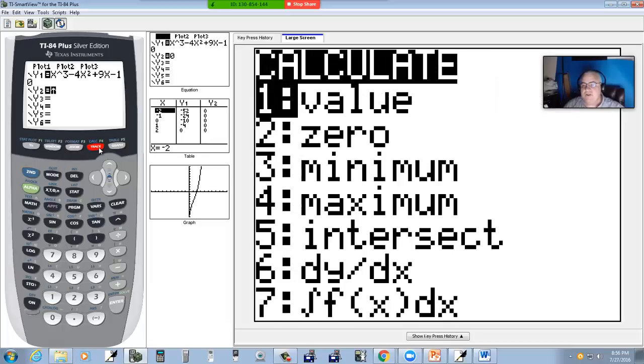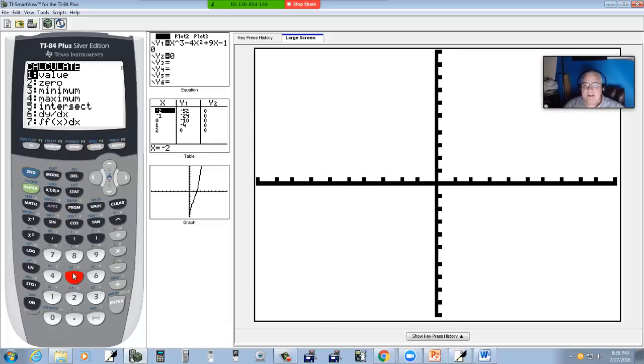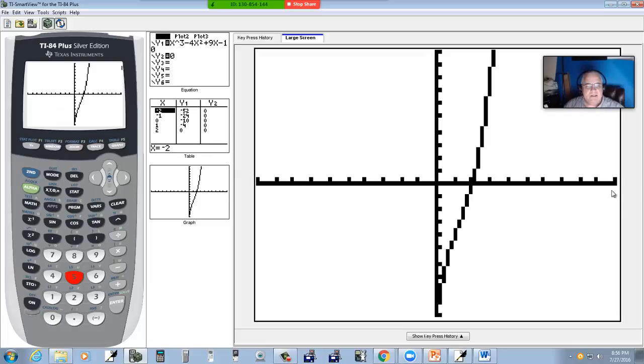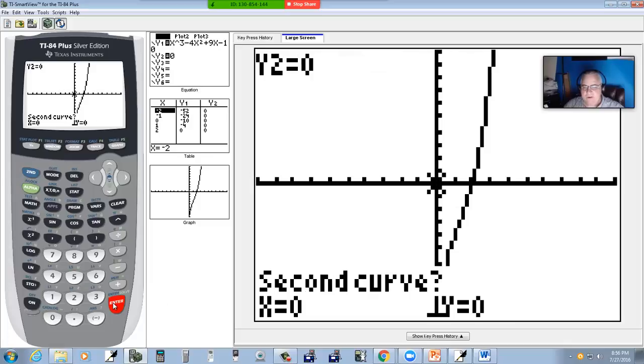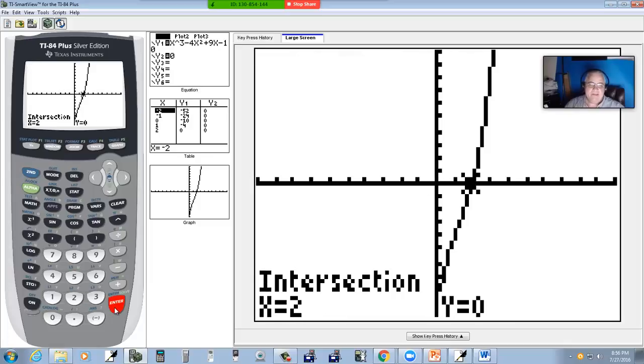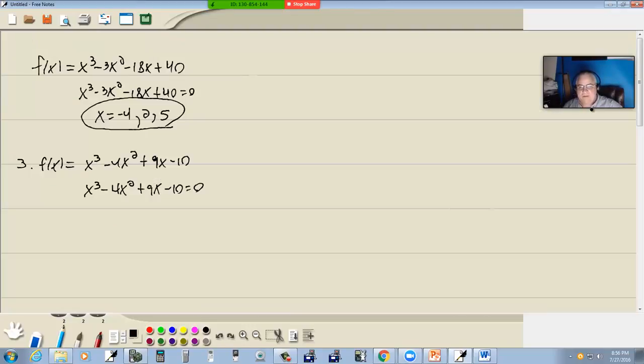Now if we do second trace, choose intersect. Looks like it crosses at one place. Looks like 2. Let's verify that. Enter on first curve, enter on second curve, and I'll put 2 in for the guess. And it is 2. Well, that's no good. We know we had to have 3 answers. The calculator only gave us 1. Well, what we do is we take the answer it gives us, and we're going to plug it into synthetic division.